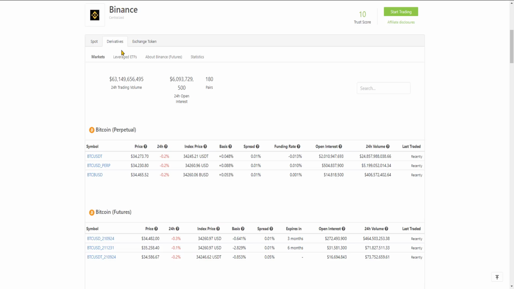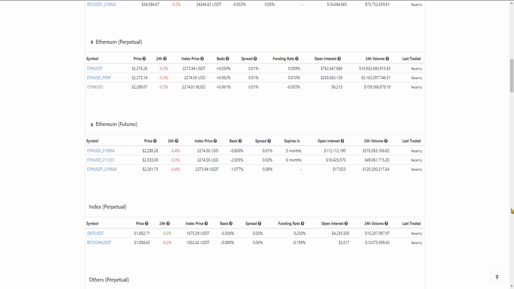Let's have a look at Binance derivatives. We're really interested in the change in the price of the contract in the past 24 hours. 24-hour trading volume is $63.1 billion, with 6.1 billion in open interest. Now, as we look through here, we're trying to check relativities.